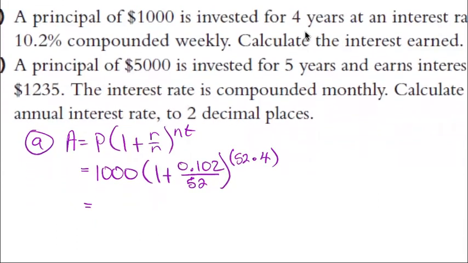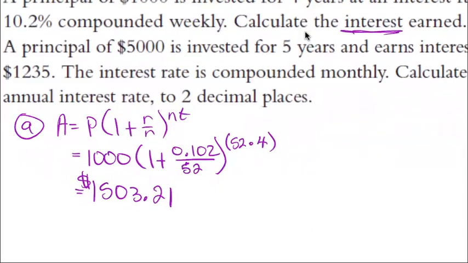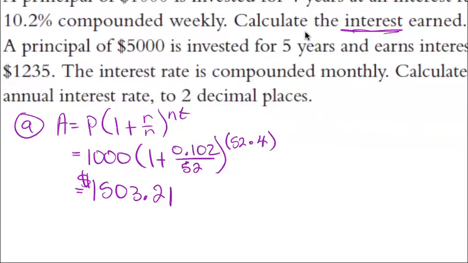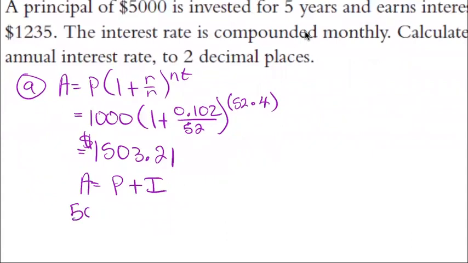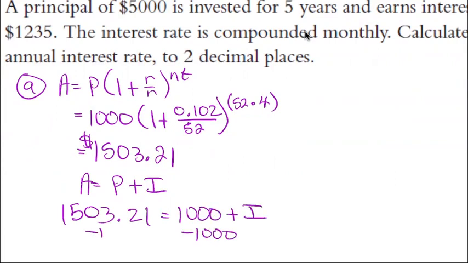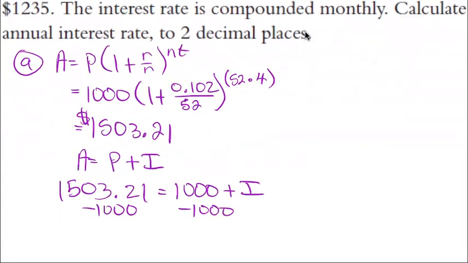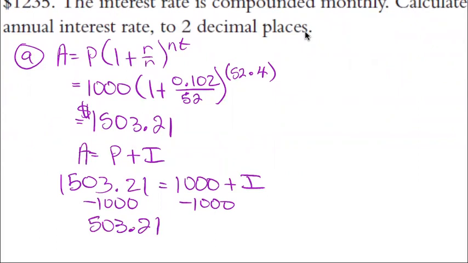Punch that into your calculator, and that tells you 1503.21. But that's the amount of money we have at the end. That's not the interest earned. To calculate the interest, remember that amount is equal to my principal plus interest. So 1503.21 is equal to my principal, 1,000, plus my interest. I can subtract 1,000 and get $503.21 as my interest.